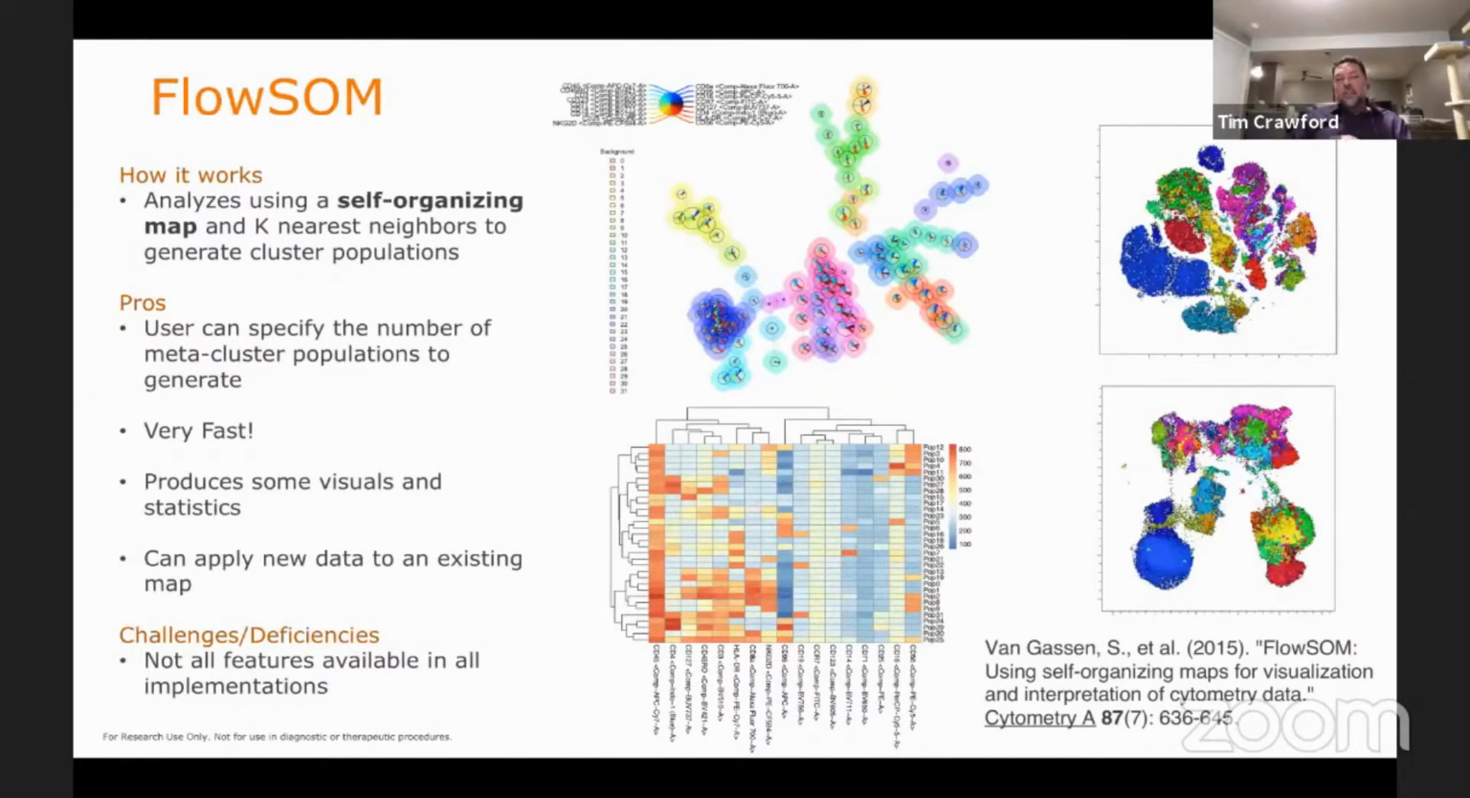FlowSOM has been a favorite of the community because it analyzes using the self-organizing map and k-nearest neighbors to overcluster, creating by default 100 mini clusters, and then the user specifies the number of meta clusters to come out. So I can say I want 32 populations, and I'll get these different colored populations that are groupings of the mini clusters together that represent the actual population downstream that's overlaid here in blue. In this case, in terms of the B cells.